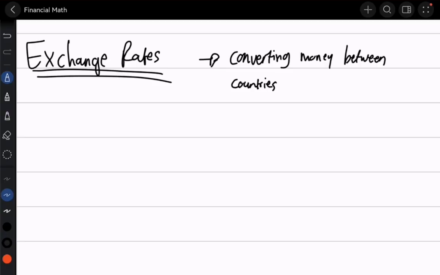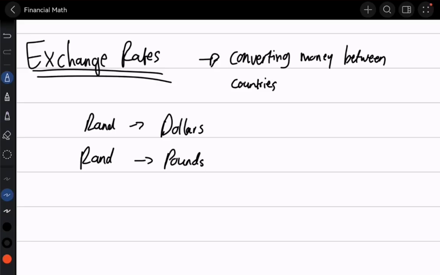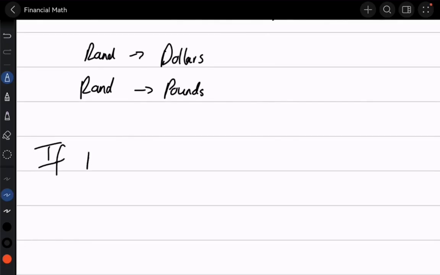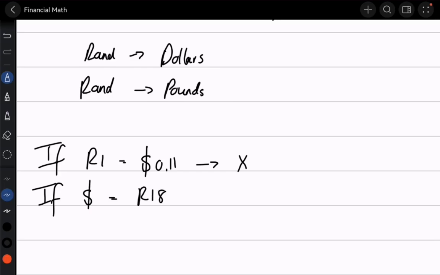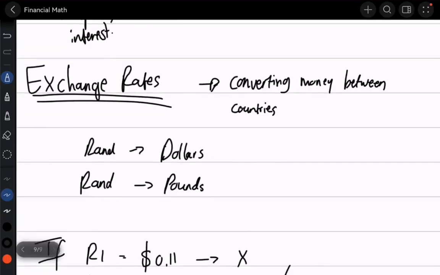Like I said, exchange rates involve changing from rand to dollars, or rand to pounds, or the other way around. So that's what we mean when we're talking about exchange rates. You always need to check, are you multiplying or dividing? For example, if 1 rand is equal to $0.11, then you multiply. If $1 is equal to 18 rand, then you divide. Multiply or divide accordingly. It will depend on the question that they're asking you, but essentially that's how you would go about your exchange rate.